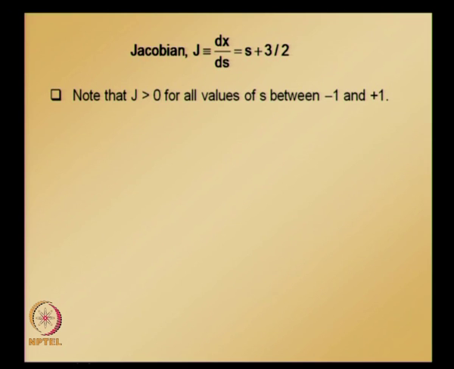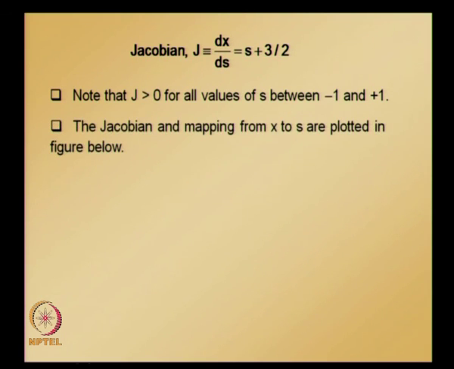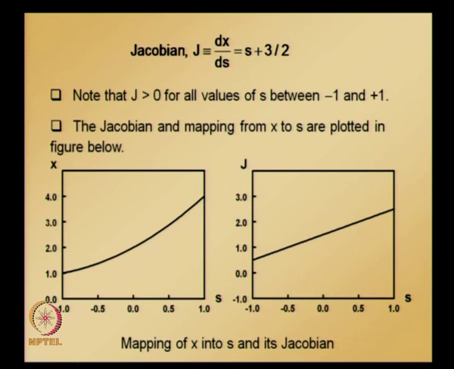Now taking the derivative of this, we get J equal to s plus 3 over 2, and it can be easily verified that for s going from -1 to 1, J is always positive. The Jacobian and the mapping from x to s are plotted in the figure below, and you can see since the Jacobian is positive everywhere, the mapping is valid.